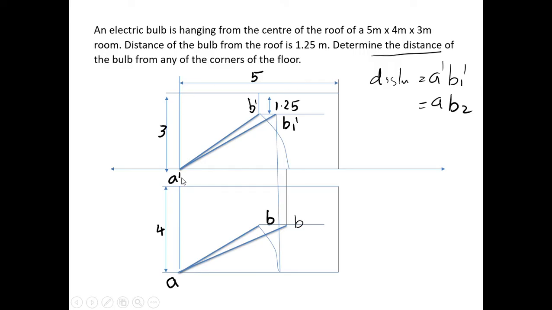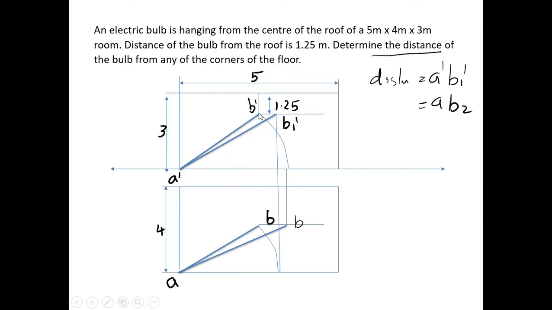Now, after drawing the front view and top view, you have to locate the position of the bulb. The position of the bulb is 1.25 from the center of the roof. So from the midpoint of this 5 centimeter line you mark 1.25 centimeter downwards, the point B dash, which is the position of the bulb.